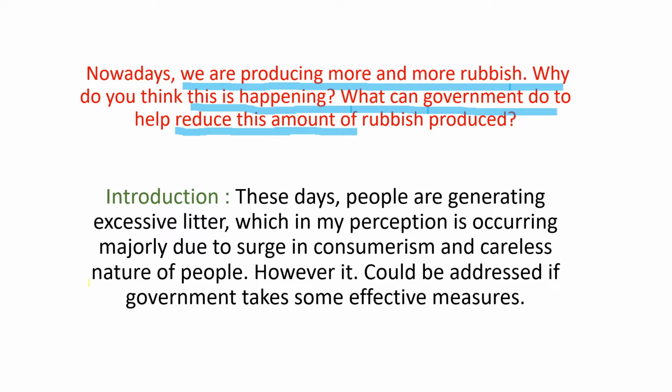So let's discuss the introduction. These days people are generating excessive litter, which in my perception is occurring majorly due to surge in consumerism and careless nature of people. So for the question, why do you think this is happening, I give the answer, due to surge in the consumerism and careless nature of the people. And for the question, what can government do to reduce this amount of rubbish produced, I give the explanation. However, it could be addressed if government takes some effective measures.